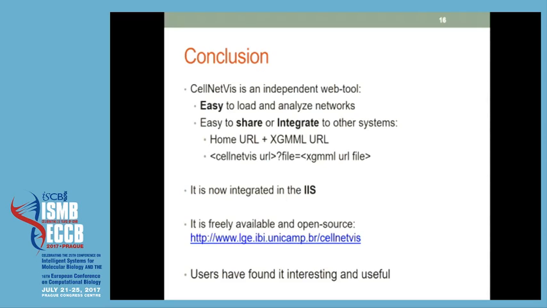So CellNetVis is an independent tool. It's web-based, easy to load, and fast, at least for small networks. You can share the link, for instance, combining the link of the website with the link of the data. It's now integrated in the Integrated Interactome System. It's freely available and open source. And users that have tested it liked it.